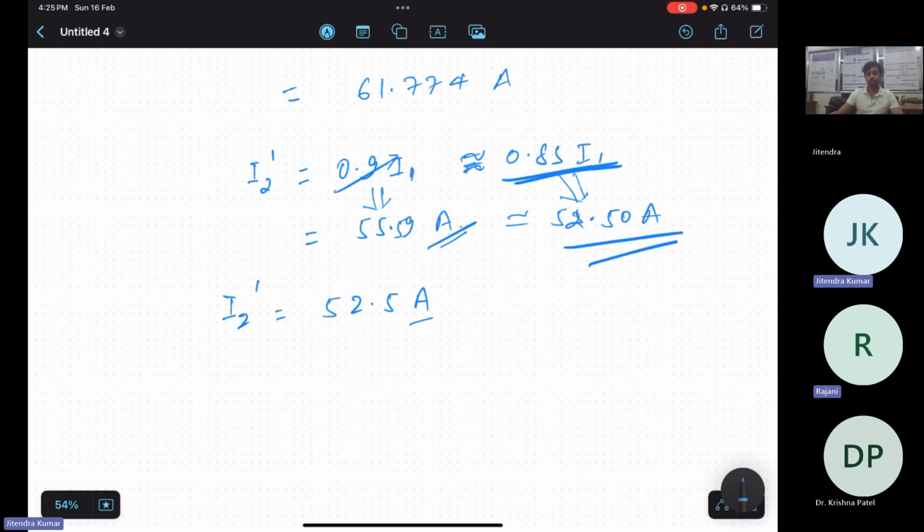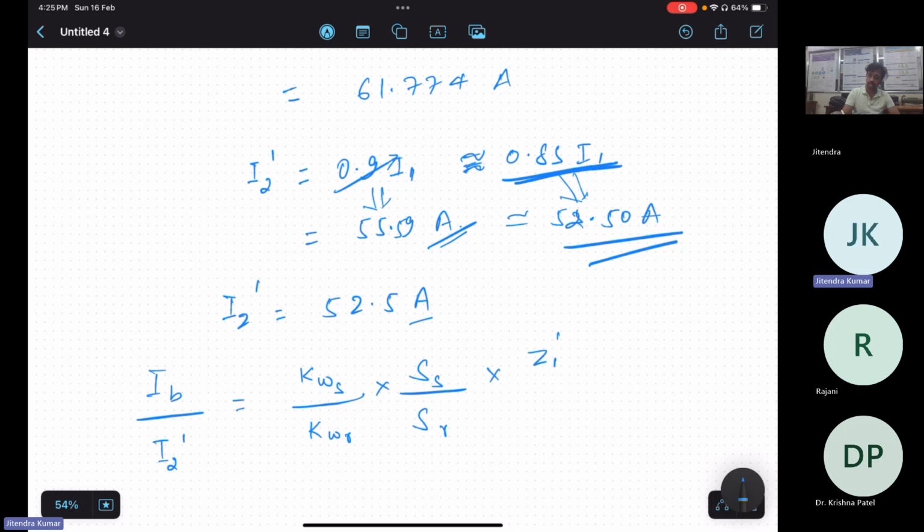Now, bar current relationship with rotor current is given as Kw stator divided by Kw rotor, into number of slots in stator divided by number of slots in rotor, into number of conductors in stator divided by number of conductors in rotor. So these three factors you have to consider.